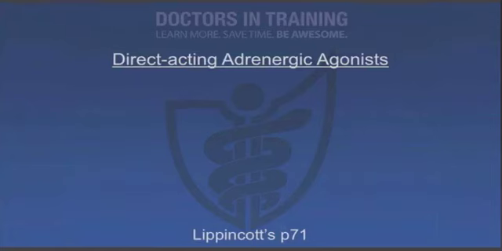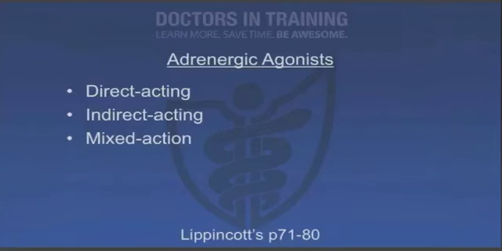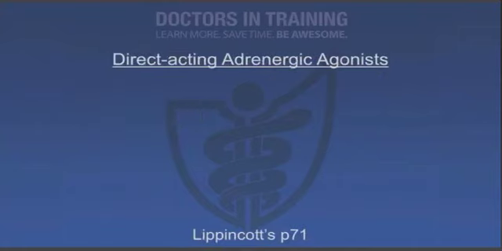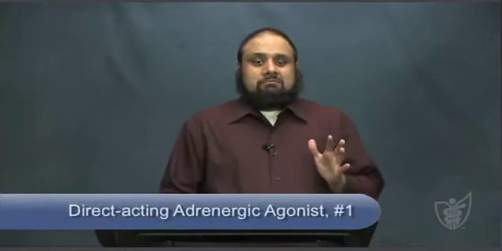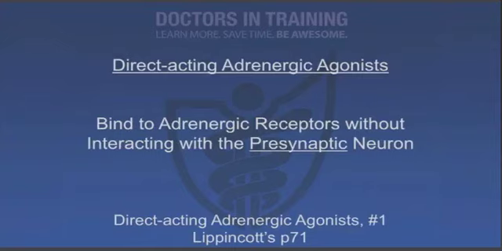So now that we've talked about catecholamines and non-catecholamines, I'm going to try and confuse you just a little bit more by telling you that I'm actually going to break down the rest of these drugs into 3 major groups. The direct-acting adrenergic agonists, the indirect-acting adrenergic agonists, and the third group, the mixed-action agonists. Let's talk first about direct-acting adrenergic agonists. These are characterized as drugs that basically bind directly to adrenergic receptors without interacting with the presynaptic neurons.